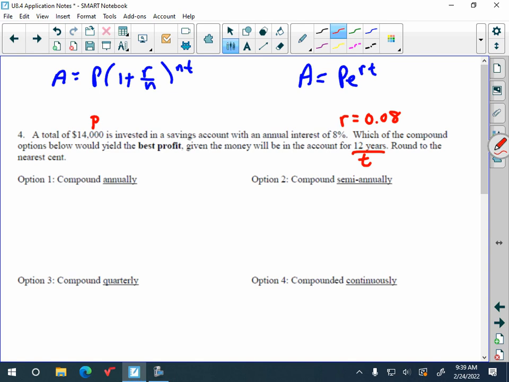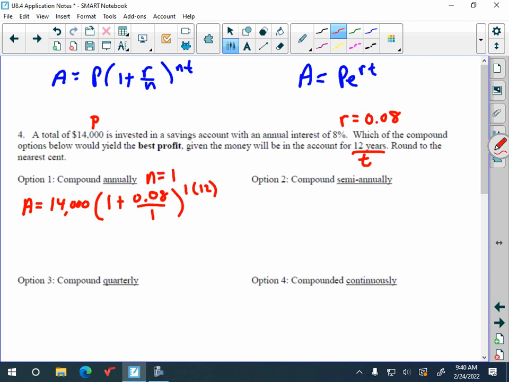All right, so option 1. Annually means N equals 1. So once a year, the bank will add money into the account. So now we just plug those numbers into the formula, and we're solving for A. So we're looking for the ending amount. So A equals 14,000 times 1 plus R, which is 0.08, divided by 1, raised to the 1 times 12. I just plug all the numbers into the correct location.